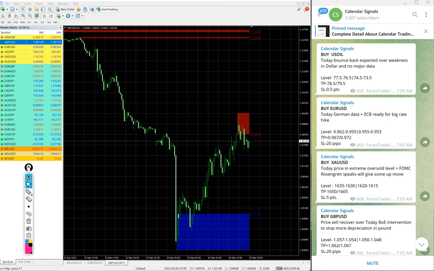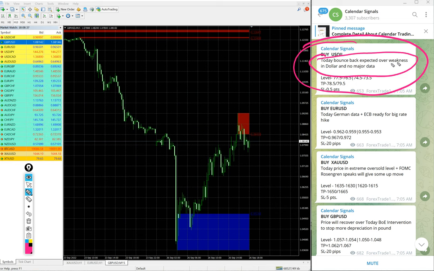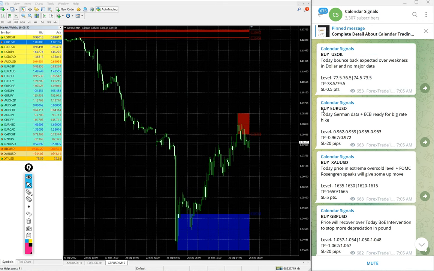All these signals were posted based on strong reasoning behind every signal. It is not random. We give the strong reasoning why we are giving that particular script, buy or sell. For example, USOIL buy signal given, and the reason is mentioned here: today bounce back expected over weakness in dollar and no major data. Today no major data release, and we found weakness in US dollar, so that was the reason we gave buy USOIL.